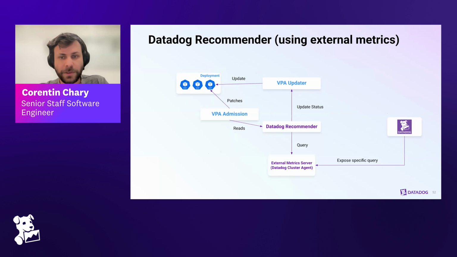When using external metrics, instead of doing queries to Datadog directly, it queries the external metric, the Datadog metric that we saw earlier with the WPA, which you will need to write yourself. And that allows you to write exactly the query that you want to do for this specific application.